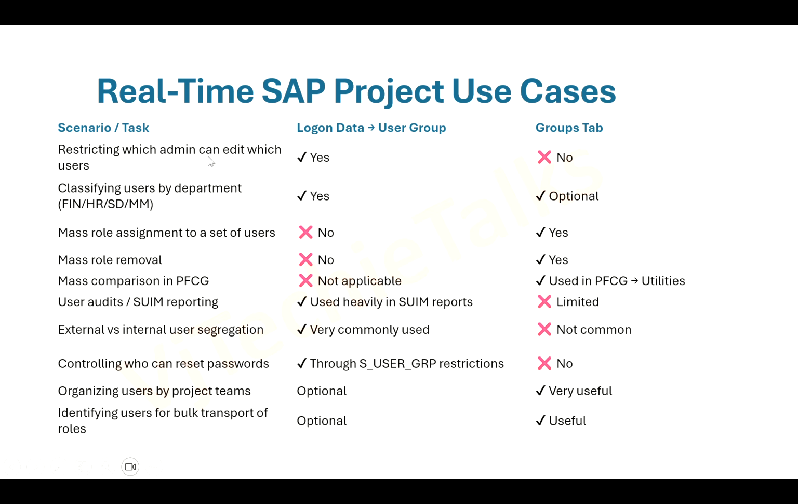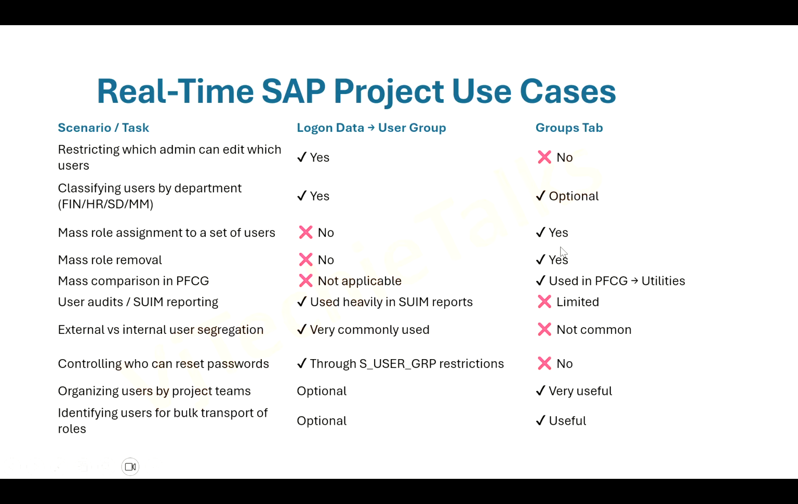So here we talk about real-time SAP project usage scenarios where we use this: restricting which admin can edit which users. Logon data, as I told, yes. Group tab, we cannot. And if we follow this, classify users by department, finance or HR, SD, MM, yes. This is logon data, yes, it is possible, and this is optional. Mass role assignment to a set of users? No, here it is not possible, because we already made a group for the respective team.